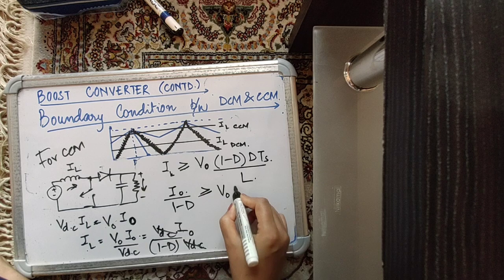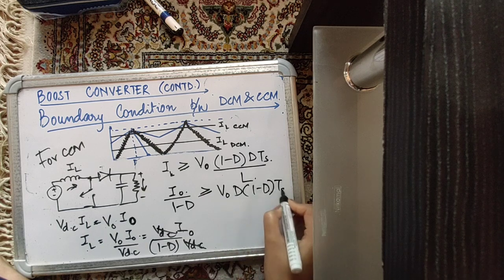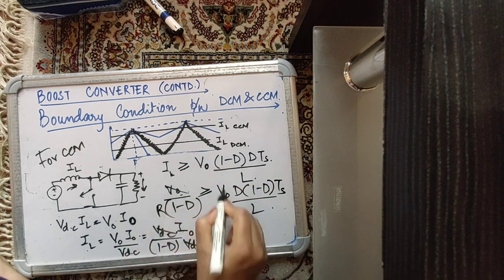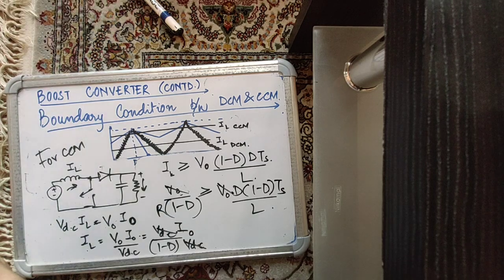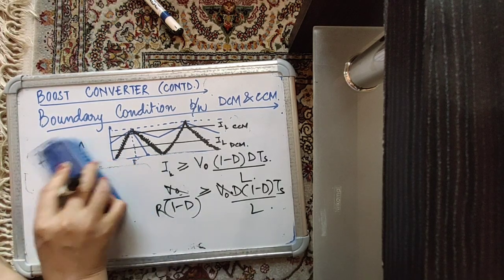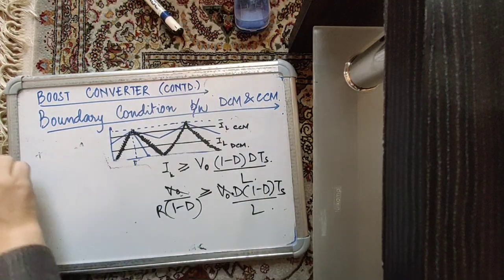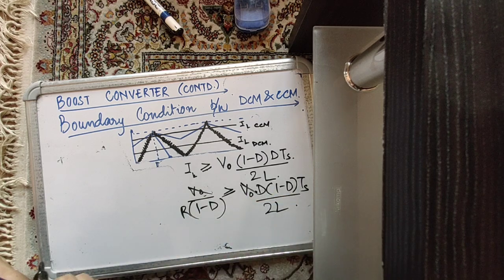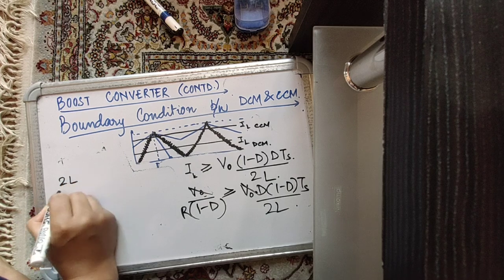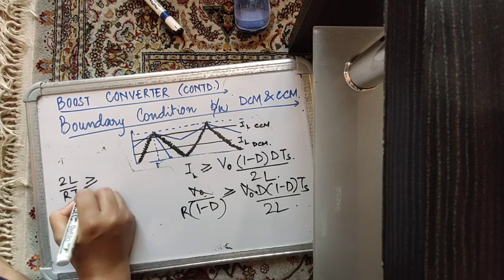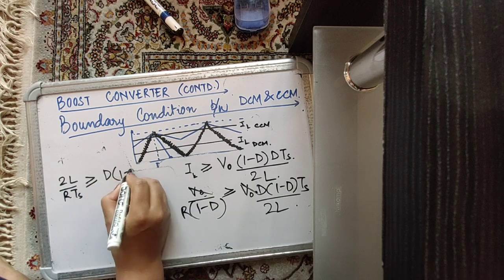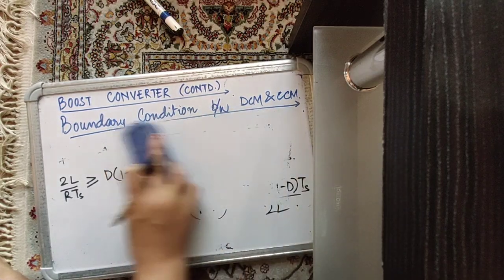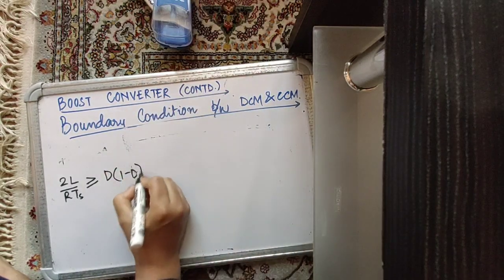And I can write this as D into 1 minus D TS upon L. I can also write V naught I naught as V naught upon R. So we can cancel out the two V naughts, and there was also a 2 because it was delta IL by 2, so that 2 will also be somewhere. Okay, then we have 2L by R TS should be greater than or equal to D into 1 minus D whole square. So this is your boundary condition for CCM.